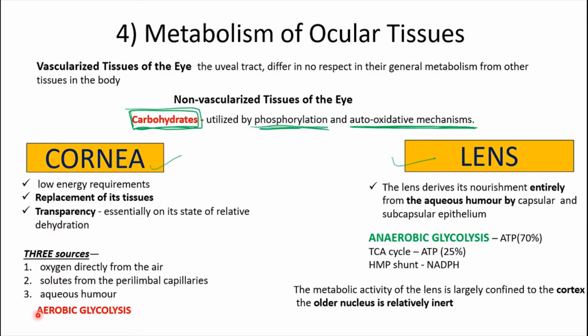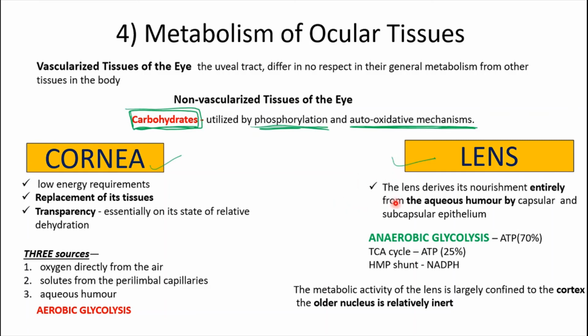Now, what are the sources of nutrition or metabolism for the cornea? First thing, oxygen directly from the air. As you know, the cornea is the outermost layer of your eyeball. So it is in direct contact with the atmosphere, and thus it can gain oxygen directly from the air. Then comes solutes from the perilimbal capillaries surrounding your limbus. And lastly, the important thing is your aqueous humor. So these are the three sources, and the major pathway of utilization is aerobic glycolysis. The cornea can easily utilize oxygen to perform aerobic glycolysis.